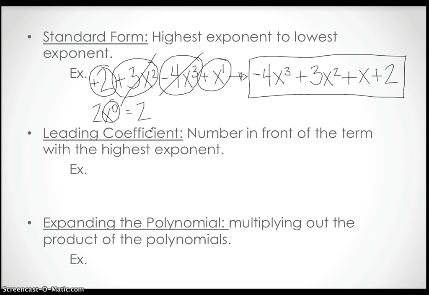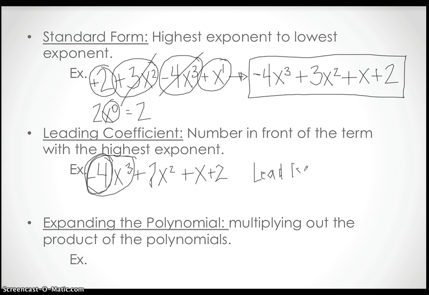Next thing you need to talk about is your leading coefficient, and that's the number in front of the term with the highest exponent. So for instance, we already reordered this one, so for this guy you have negative 4x cubed plus 3x squared plus x plus 2. The highest exponent is this guy, so your leading coefficient is just the number out front, which would be negative 4.